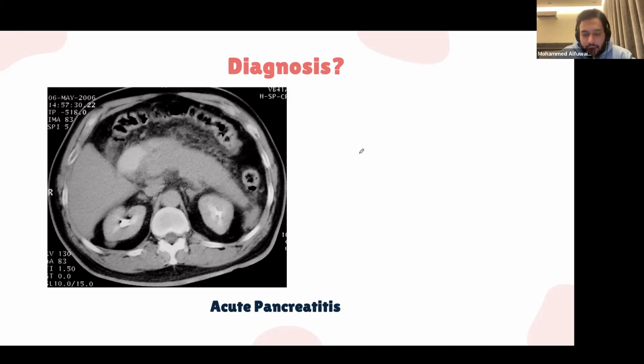Lipase or amylase? Which one is more specific? Lipase, good. Why? Because amylase can be synthesized and secreted somewhere else, such as the saliva. Okay? Lipase is more specific. Lastly, what's the third part of the criteria? Do you guys know? You have clinical manifestations, lipase or amylase, or CT imaging.